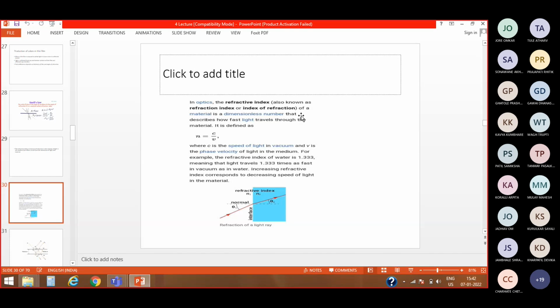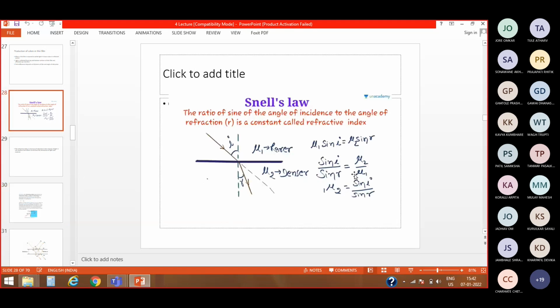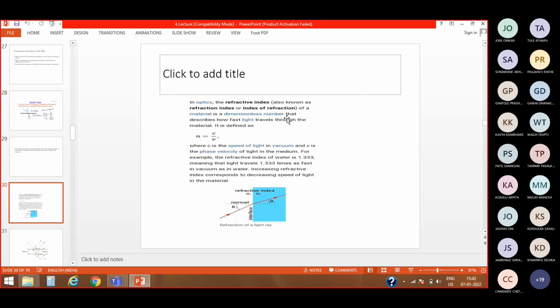Next point, in optics the refractive index is also called refraction index or index of refraction of a material, a dimensionless number. So this mu is dimensionless. There is no dimension of mu. That describes how fast the light travels through the material. How fast the light travels is shown by the refractive index.